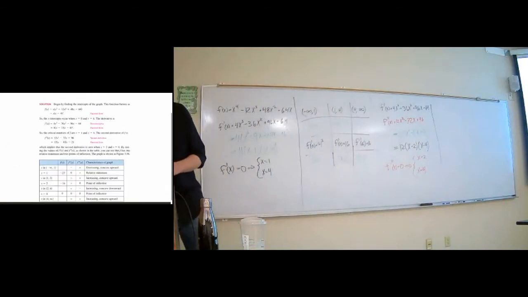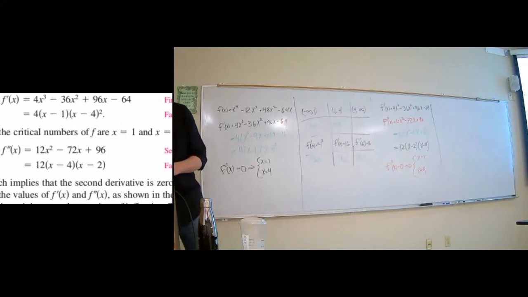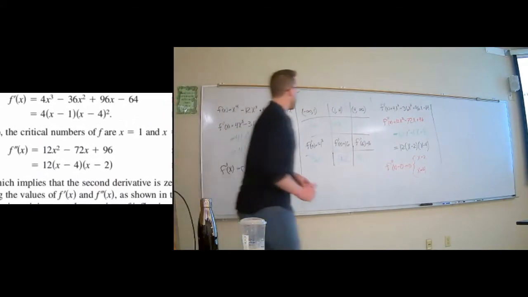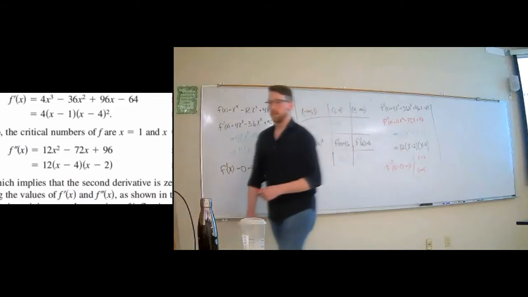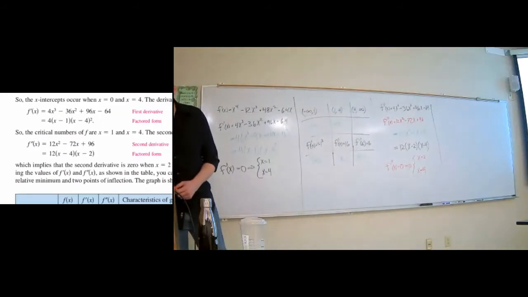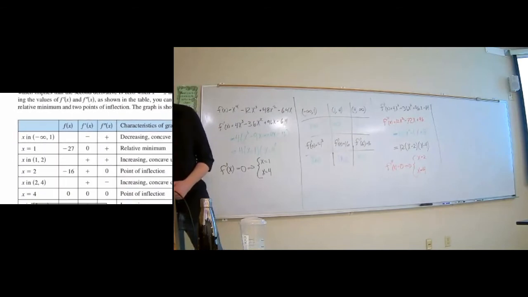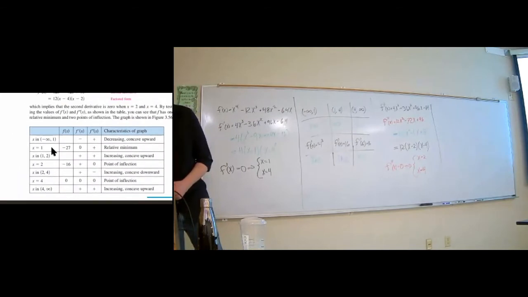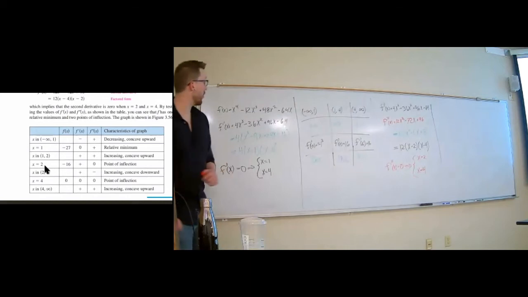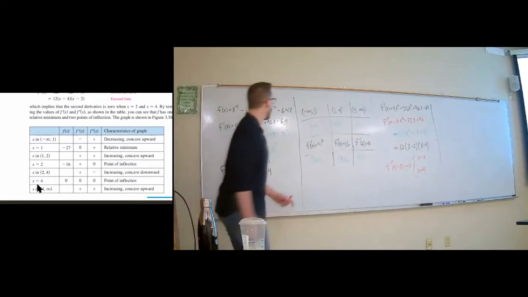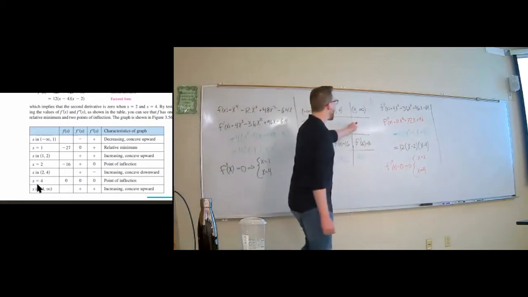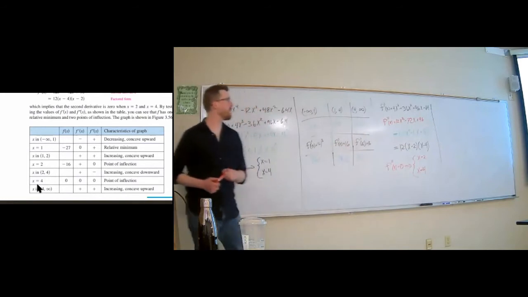I'm jumping forward just to show what they've done after factoring this out. That is when they found the critical values at 1, 2, and 5. My mistake, 1, 2, and 4. 1 and 4. Wow, I can't talk today.